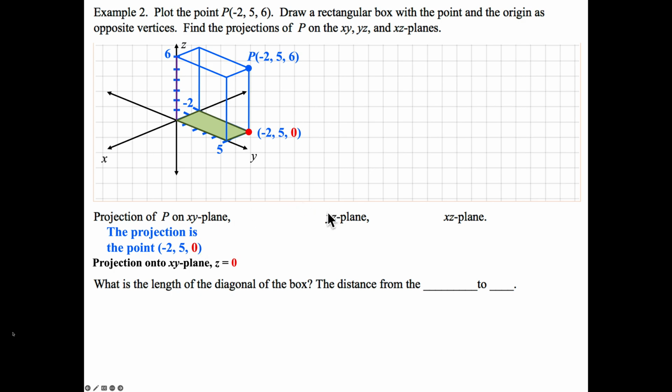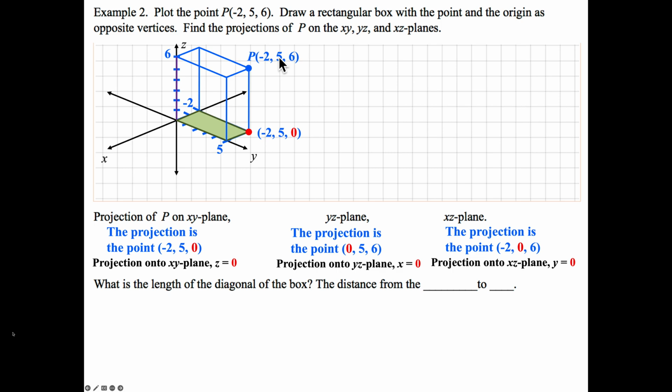Using that same philosophy over here, projection of P onto YZ: X is missing, so this X coordinate of my point becomes a 0. The projection of point P on the XZ plane: the Y variable is missing. So now the 5, the Y coordinate of point P, becomes my 0. So that's a nice little pattern on how to find those projections of points onto those 3 planes of our 3-dimensional system.